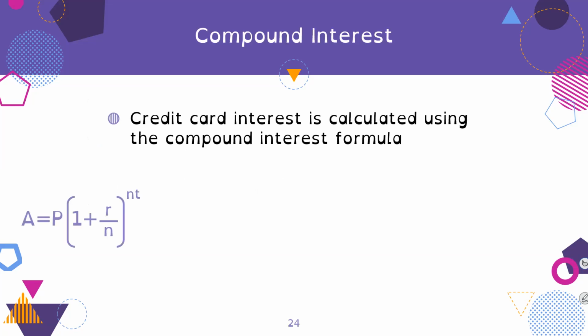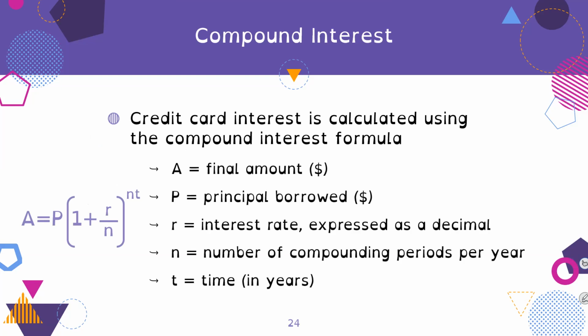So credit cards use compound interest when they are calculating the interest that you're going to pay based on the money that you are borrowing. So it's the same as we've done before. It's A equals P times (1 plus R divided by N) to the exponent NT, where A is your final amount, P is your principal borrowed, R is your interest rate. Remember, it's got to be a decimal. N is the number of compounding periods per year, and T is the time in years.